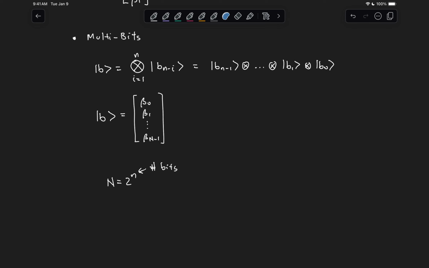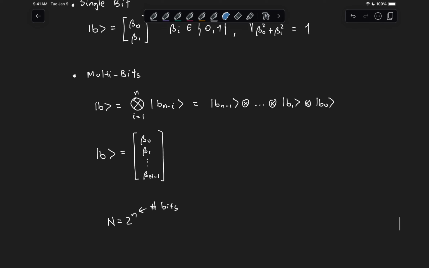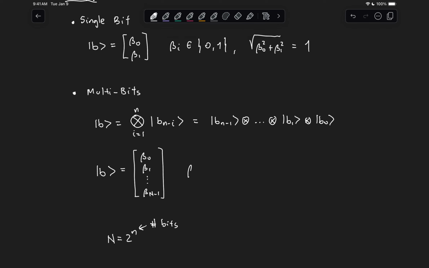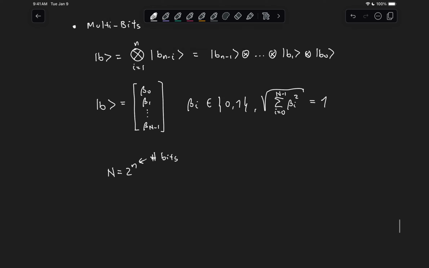And this vector is subject to the same restrictions we have for the single bit, where each of these beta sub i's can only take values of 0 and 1, and where the length of that vector, which is given by the square root of its components squared, must be equal to 1. So let's give an example.